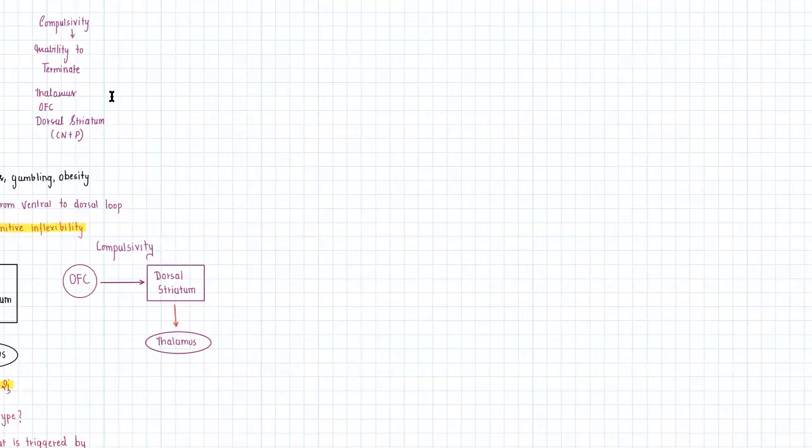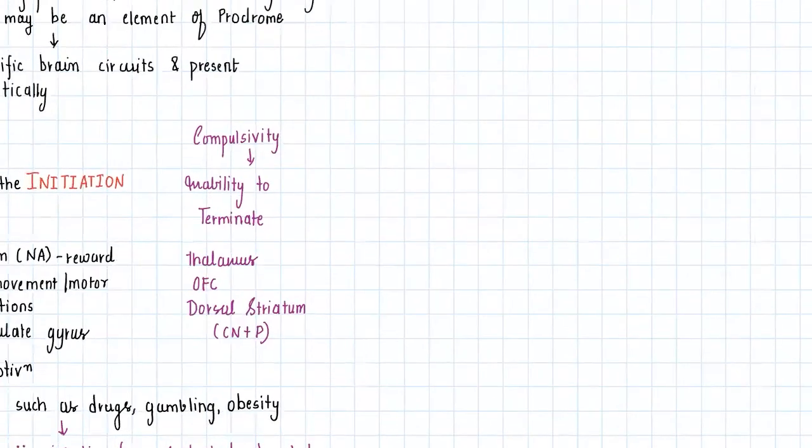So now, what is an endophenotype? To simplify and put it into very simple terms, endophenotypes are symptoms that do not necessarily confirm a diagnosis of a disease, but they may be an element of the prodrome of the disease. Essentially, in simple terms, these are soft signs.